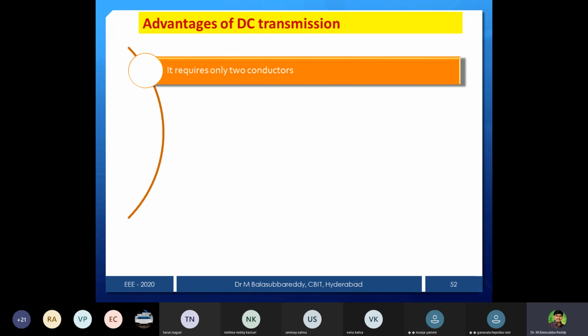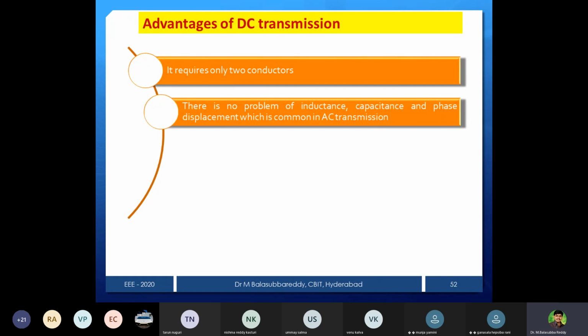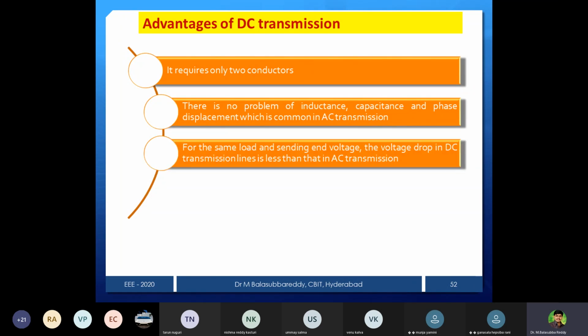It requires only two conductors, which we have discussed many times. One more is the return path. Otherwise, maximum two. There is no problem of inductance, capacitance, and phase displacement, which is common in AC transmission. I explained this in the line compensation topic in the technical scenario. There we need capacitors and inductors to compensate in AC transmission, but that problem will not arise in the DC case.